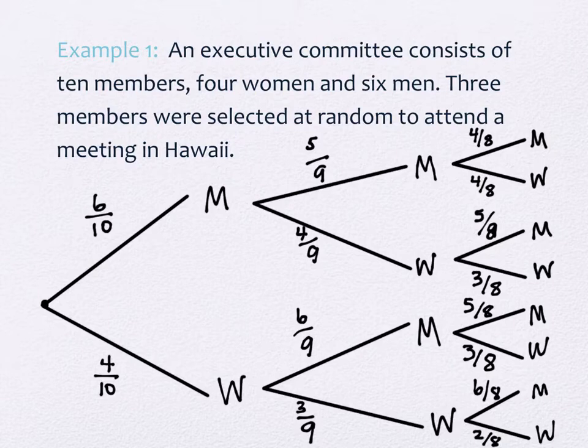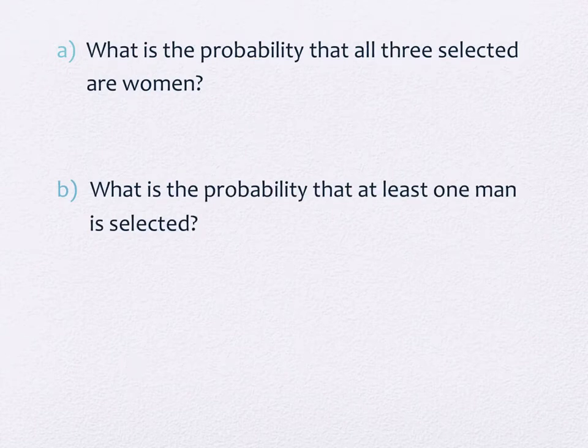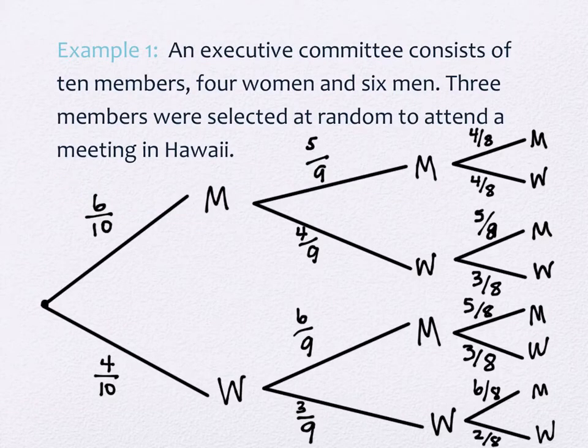Any questions about the diagram first? Because if you don't get the diagram, you can't answer the questions. Okay, so let's look at the questions that are being posed to us. A, what is the probability that all 3 selected are women? So I'm going to highlight that in yellow. And then I'll do my next stuff in a different color. This is the only branch where I have 3 women selected, right? And what would I do to find out the probability along that branch?